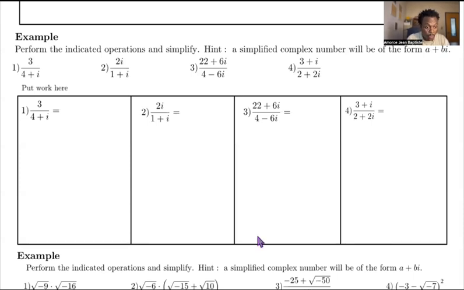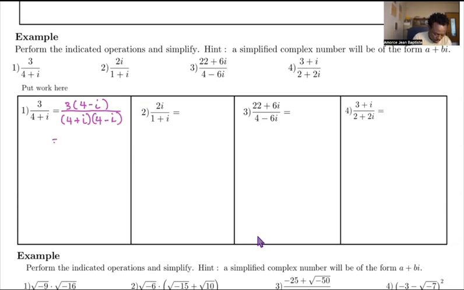In this first example, we are dividing 3 by 4 plus i. The complex number 3 is like 3 plus 0i, so it's still a complex number. Just wanted to point this out. So the top, which is 3, I'm multiplying by the conjugate of the bottom, 4 minus i. In the denominator, 4 plus i times 4 minus i.